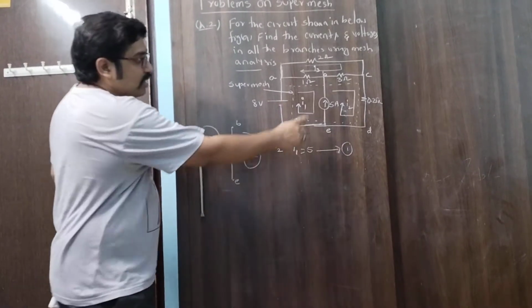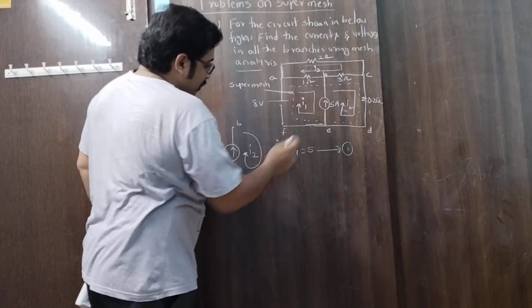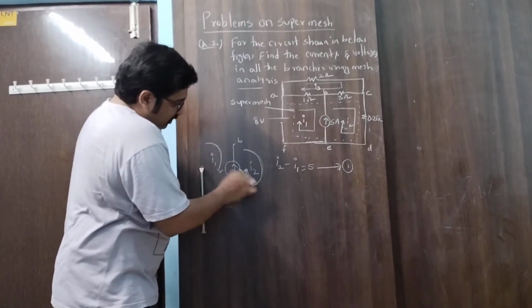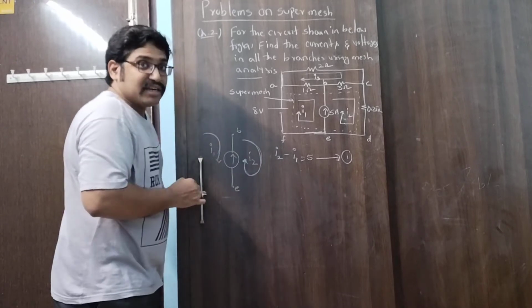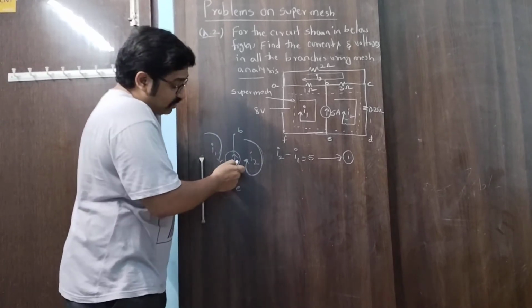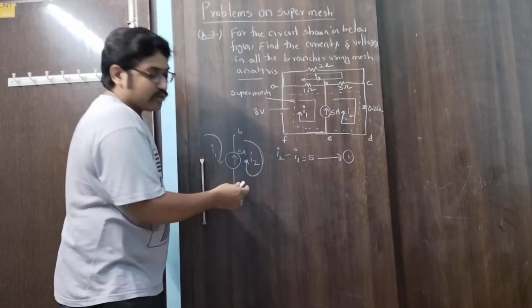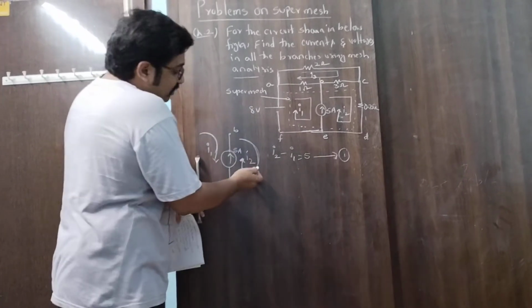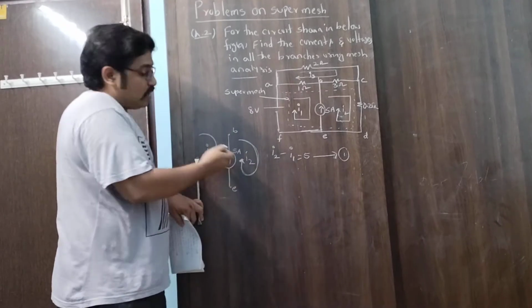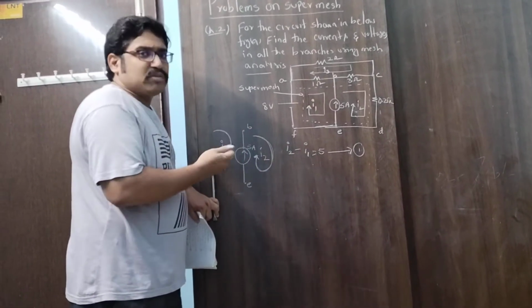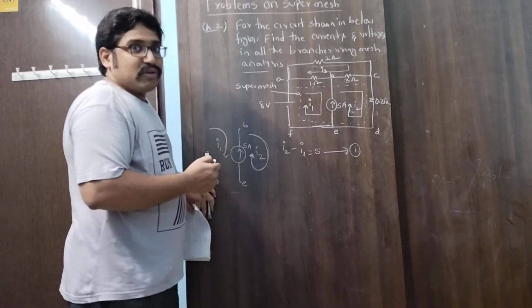See here, whatever current source is given in this problem, the direction of the second loop current coincides with the direction of the current source. Therefore, we need to take the second loop current as positive. The I1 current does not coincide with the direction of the current source. Because of that reason, we need to take it as negative.